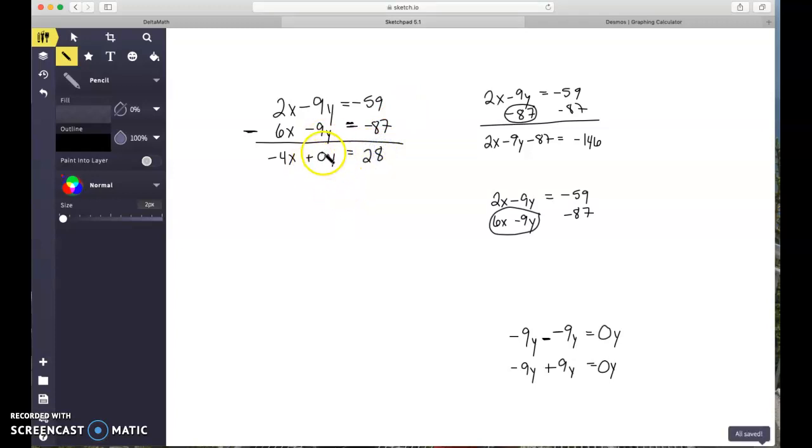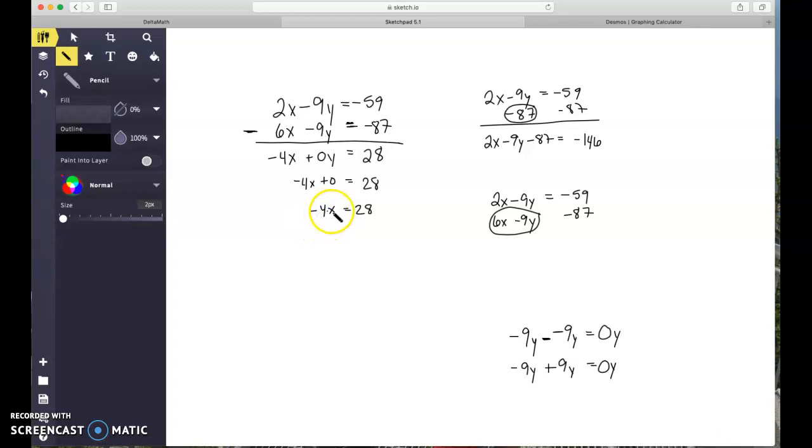And I know, hey, when I multiply 0 times y, I just get 0. Negative 4x plus 0, right? Negative 4x plus 0 just stays negative 4x. Well, hey, that worked out pretty nicely because now I have an equation with just one variable, and I know how to solve that for x.